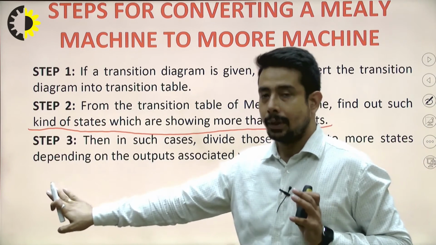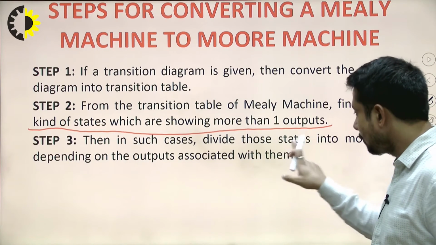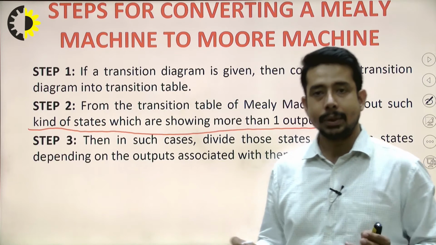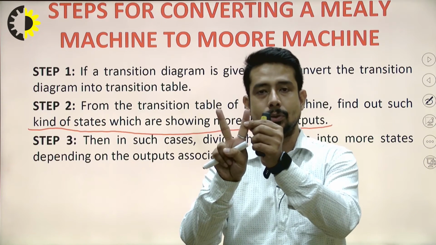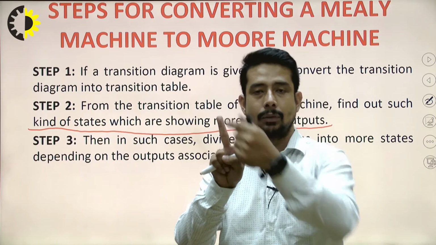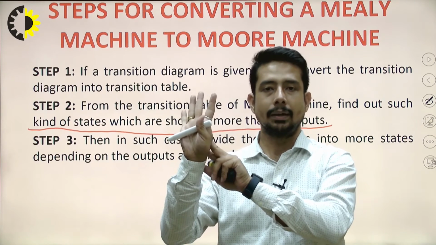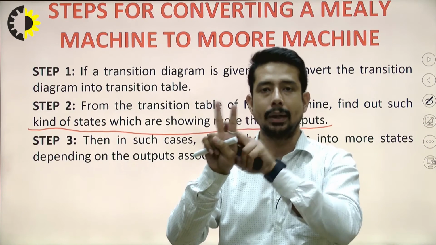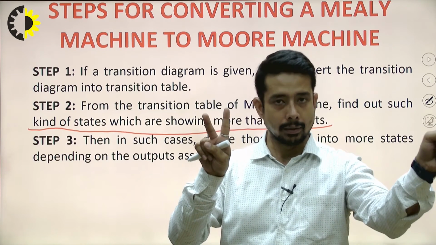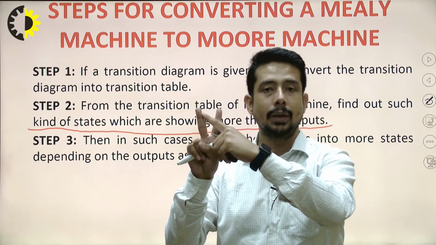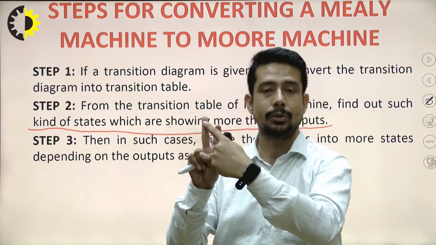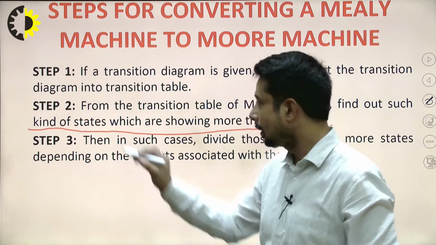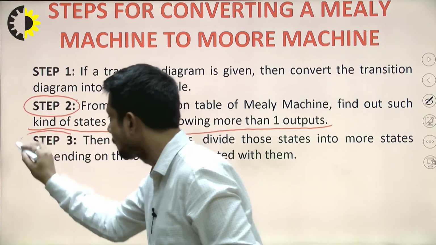And step number 3 says that in such cases, divide those states into more states depending on the outputs associated with them. Suppose I am having two fingers, this finger is associated with one output and this finger is associated with another output. But this is my hand, correct? What I will try to do is designate this hand into two categories. One category will designate the output associated with this and the other one will be categorized with the output associated with this. So this is the way you need to categorize those outputs. Let me check elaborately with an example for step number 2 and 3.